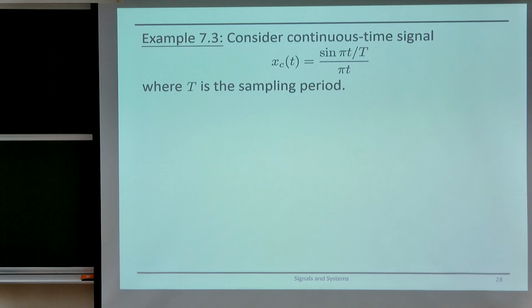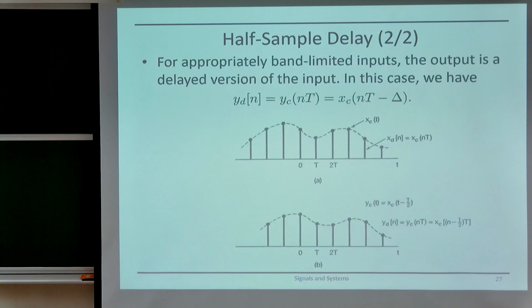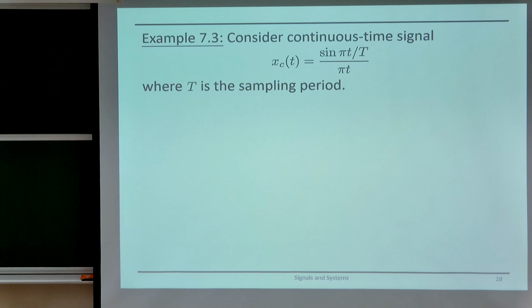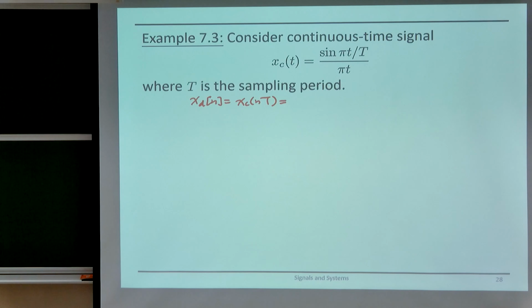Now we can look at a similar example. Suppose we again consider a continuous time input that is equal to this sinc function. We plug this into this system here. Now if you take the discrete time implementation, you will get a discrete time sequence xd[n] that is equal to xc sampled at integer multiples of capital T, which is 1 over T delta n.